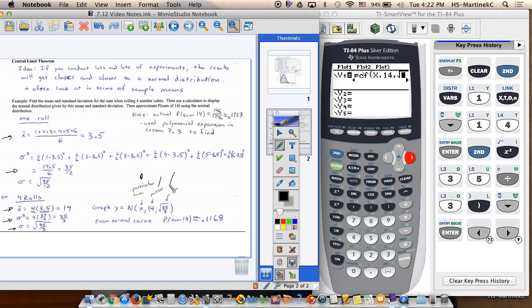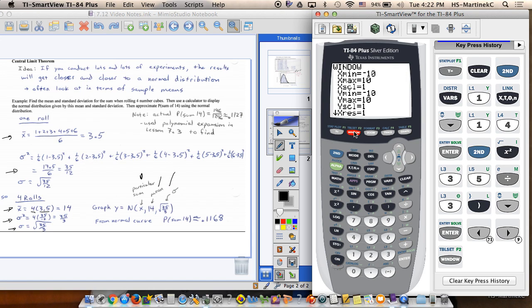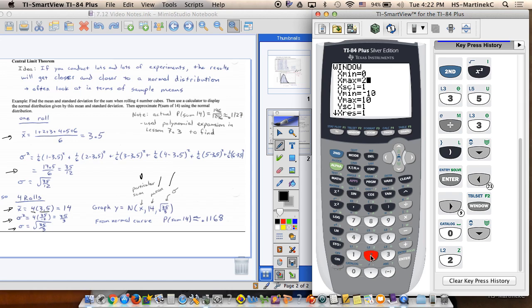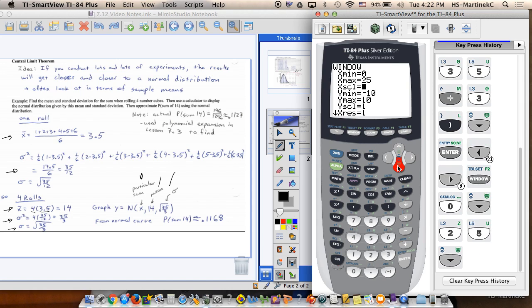I'm going to set the window so you can see it a little better. The smallest our sum could be if we're rolling 4 dice is 4, because you could get 4 ones in a row. I'm going to make the X minimum just a little bit smaller than that, so we can see the whole picture, and make it 0. Our X maximum, if we had all 6s, would be a sum of 24, the biggest we could ever get. I'm going to make it 25, again just to see the whole thing. X scale counted by 1s seems reasonable.